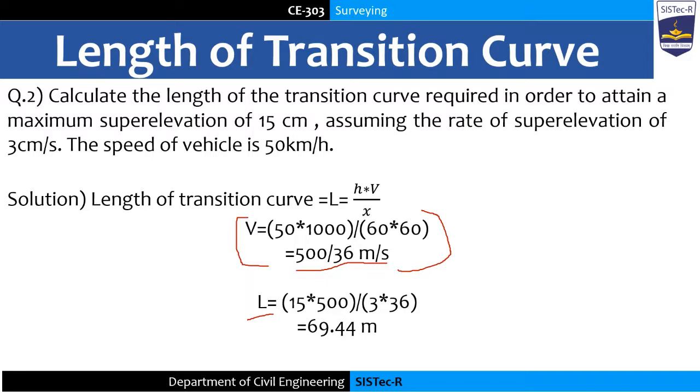Again, I know that the formula for length of transition curve is given by h into v upon x. So I will put the value of h, that is the maximum super elevation given to us, 15 centimeter, into 500 upon 36 upon 3, that is x. So the length of transition curve will come as 69.44 meter. In this way I have calculated the length of transition curve, that is 69.44 meter.